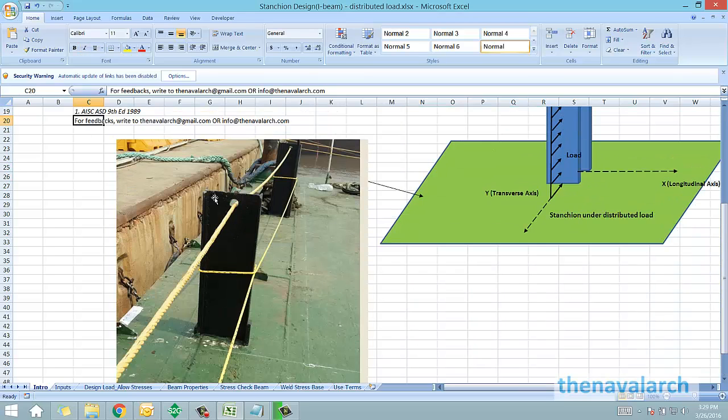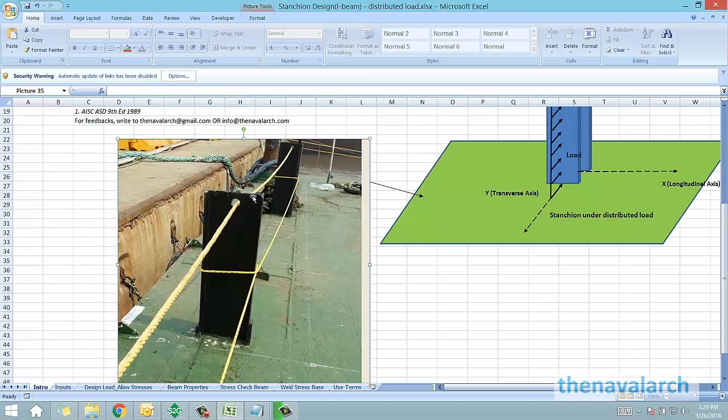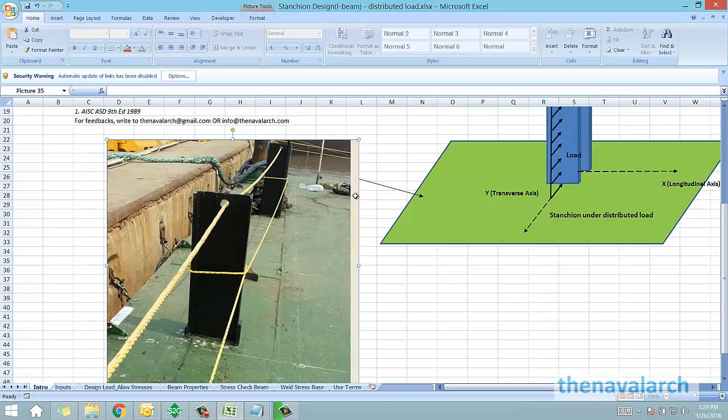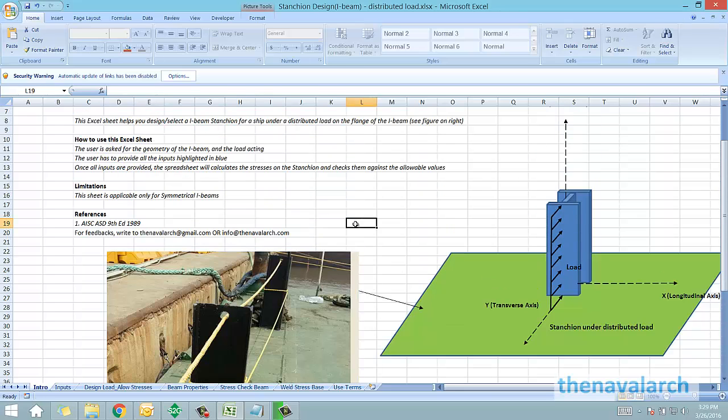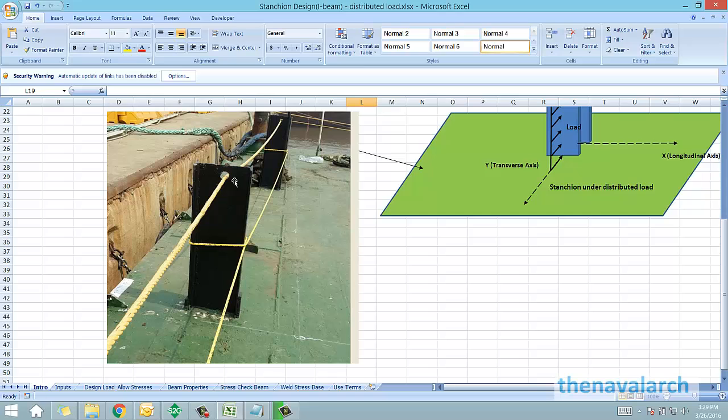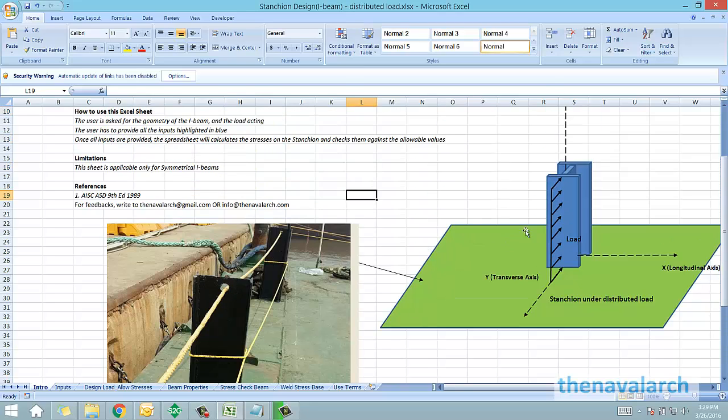This Excel sheet can be used to design a new stanchion, or to evaluate the strength of an existing I-beam stanchion which is used to secure cargo on a ship. For the purpose of this spreadsheet, stanchion would mean a symmetrical I-beam stanchion which is being used to secure cargo on the deck of a ship.